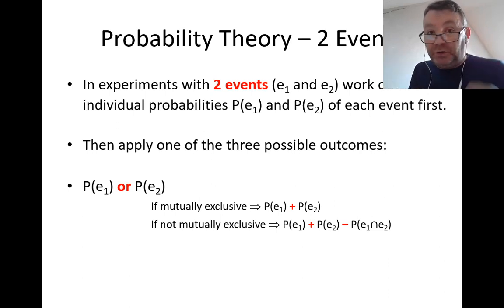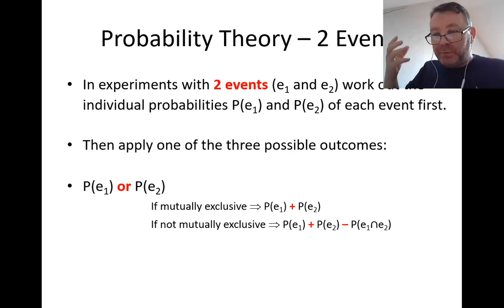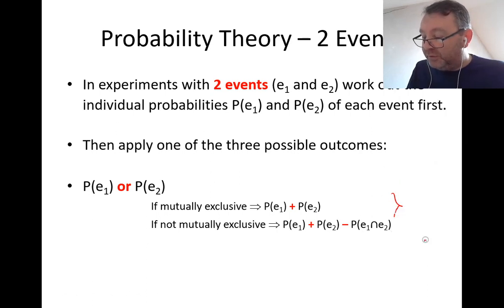If that's the case, you work out the probability of E1, you work out the probability of E2, and you simply add them together. Because there's no overlap, there's nothing to take away. If they are not mutually exclusive, if they can happen together, then you work out the probability of event 1, you work out the probability of event 2, you add them together, but then you take away how many times those two events overlap. That's extremely important. So when you're using the word or, if they ask you about event 1 or event 2, you have to decide, are these mutually exclusive? Are they not mutually exclusive? And then decide which one of those two particular formulas you're going to use.